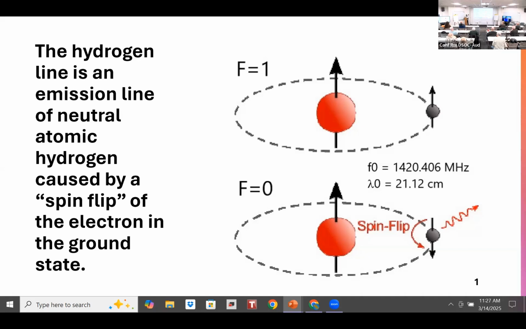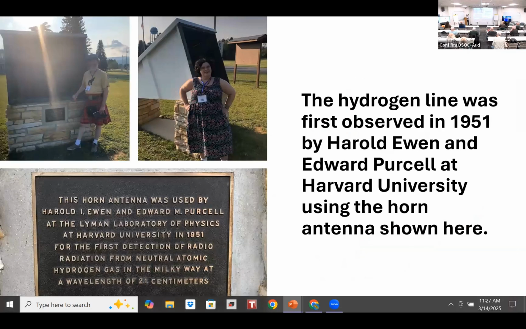And Jan Oort, back in the early 20th century, thought this would be a very useful tool for mapping the structure of hydrogen in the Milky Way. This is my girlfriend and I at Green Bank last August, standing in front of Ewen and Purcell's actual antenna that was used to detect the hydrogen line for the first time.